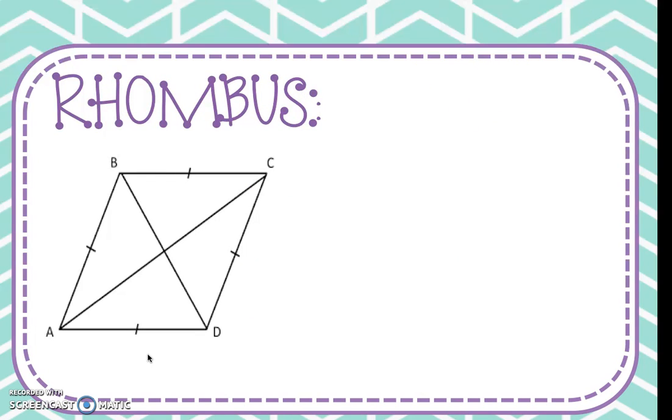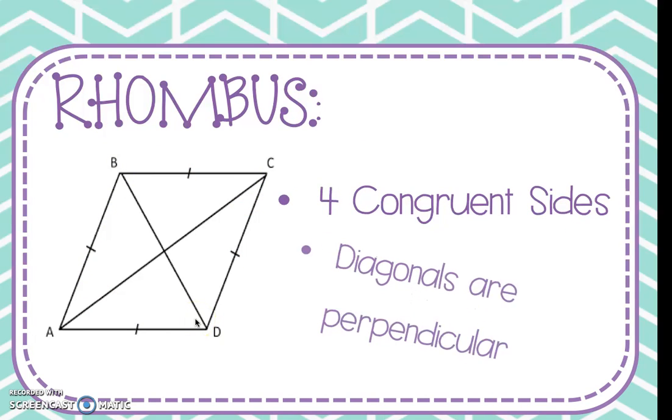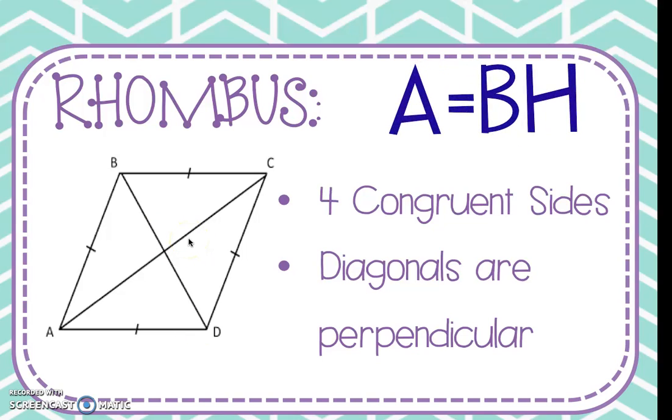Okay. The next word we're going to talk about is a rhombus. A rhombus is kind of like a square that's kind of smushed sideways. Okay. So it has four congruent sides. We can tell that by our little tick marks here. They're all exactly the same length. Its diagonals are perpendicular. So when we draw a line connecting each corner, they meet at a 90-degree angle. To find the area of a rhombus, we're going to do base times the height of the rhombus. Okay. Base times height.